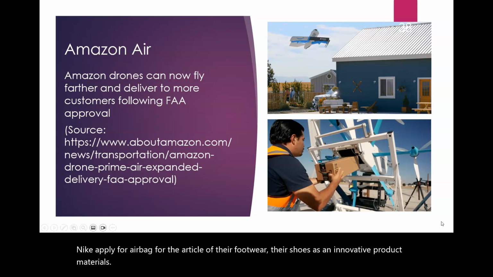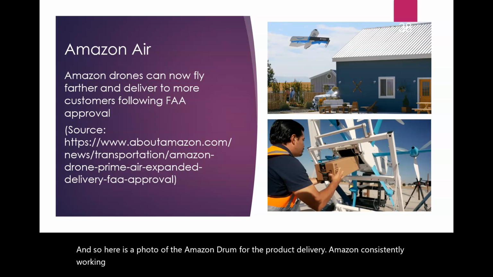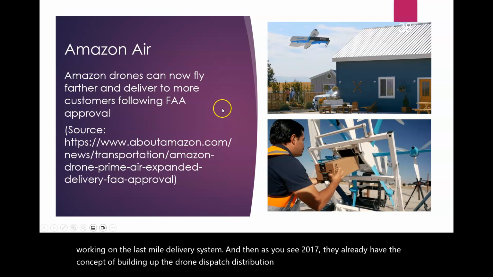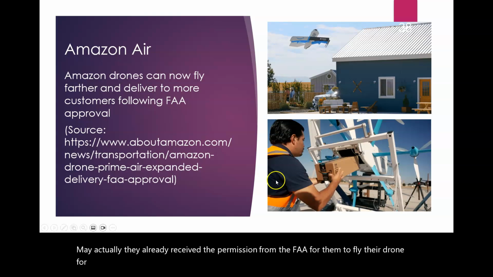And so here's a photo of the Amazon drone for product delivery. Amazon is consistently working on the last mile delivery system, and as you see, in 2017 they already had the concept of building a drone dispatch distribution center, and then in 2024 they already received permission from the FAA to fly their drones for delivery.